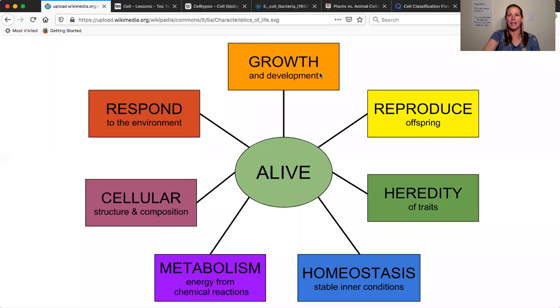Okay, time's up. Let's see how you did. Here are all 7 characteristics that we have discussed. Did you get them all?